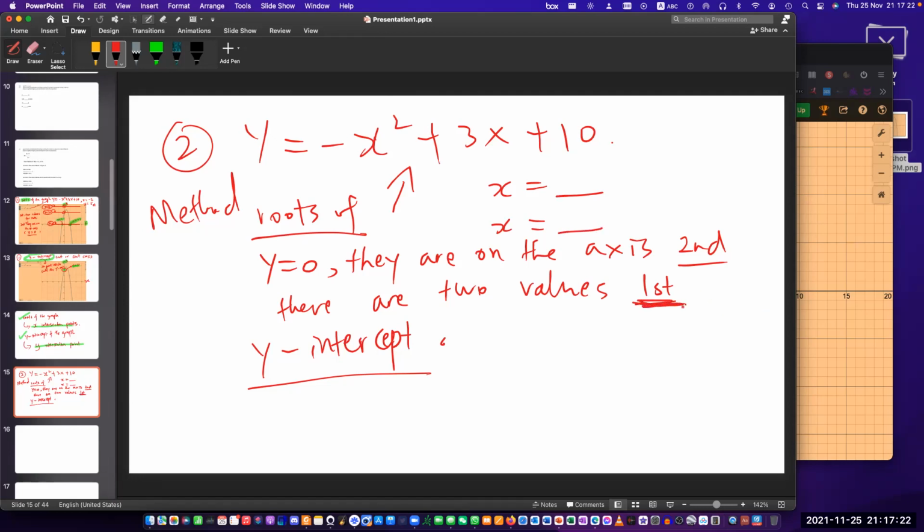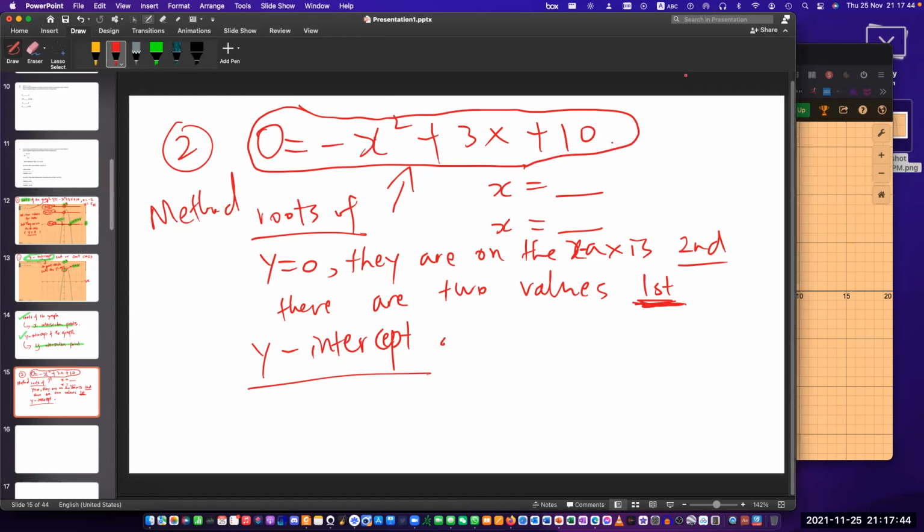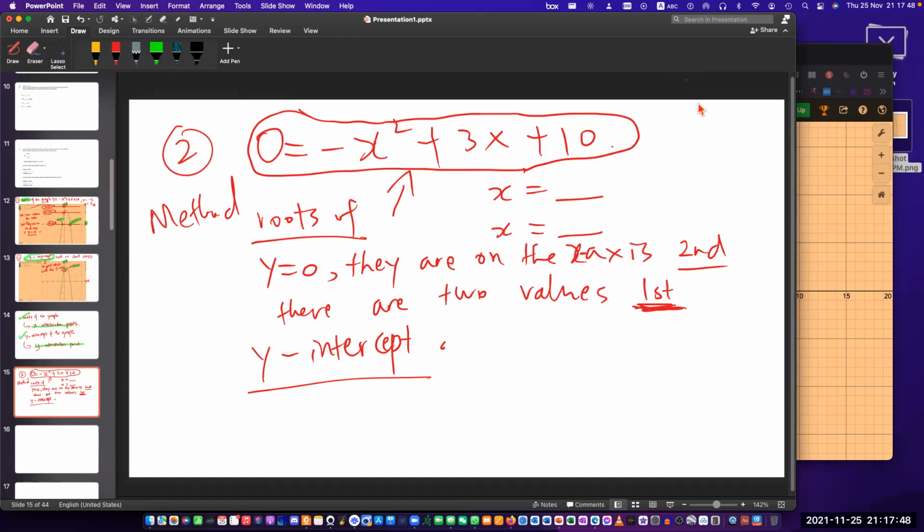And then the second observation, they are both on the x-axis, so which means y equals to 0. So what you need to do is replace y with 0 and then solve this equation. Do you know how to solve this equation? Have you learned 3 terms? This is a 3-term equation.